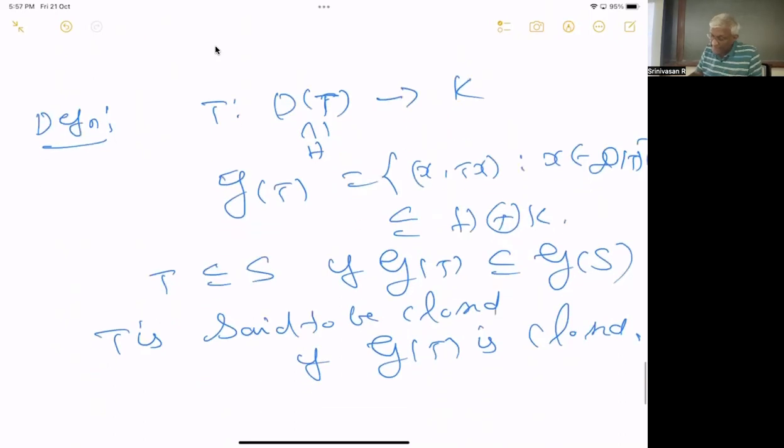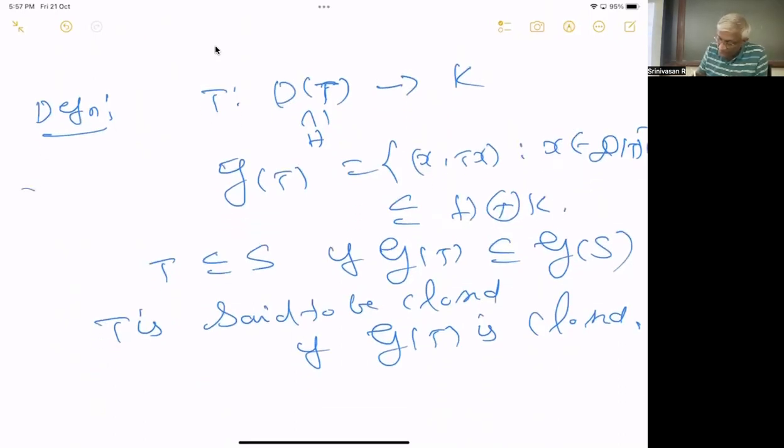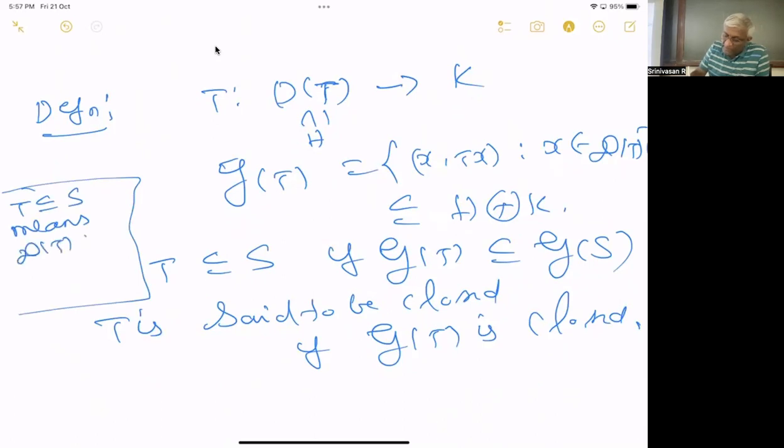Okay. So we talk about an operator being contained in another. So what does containment mean? Okay, what does this mean? T is contained in S means the domain of T is contained in the domain of S, number one. I mean, D of T is contained in D of S. And S restricted to the domain of T equals T. That's all. S of x equals T of x on the domain of T. Okay, that's all. So this is what the containment means.